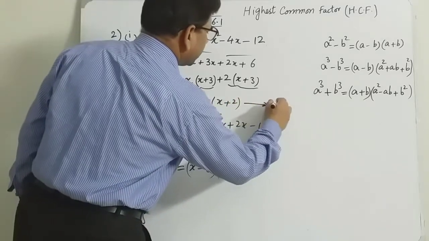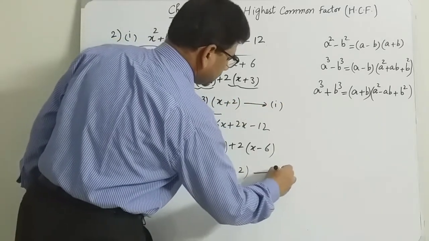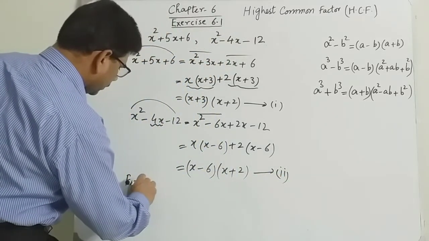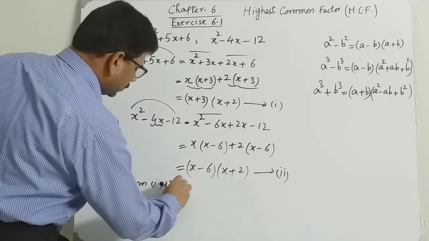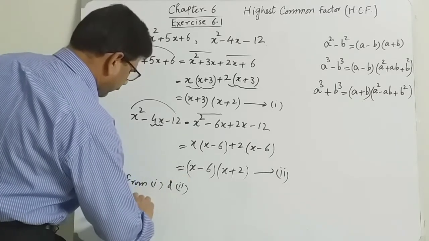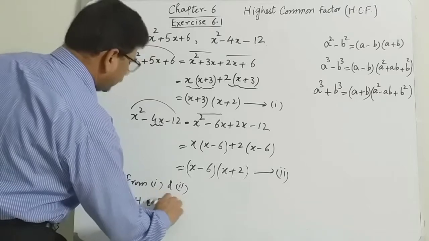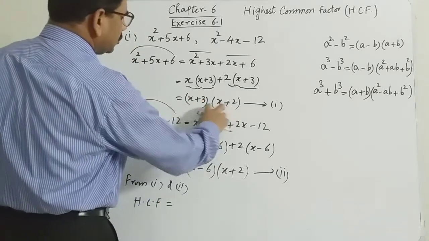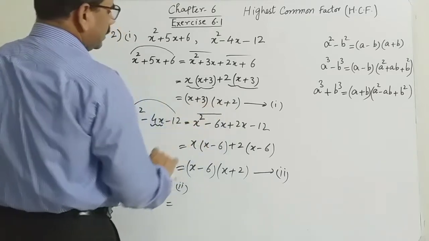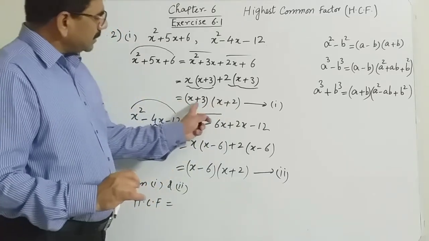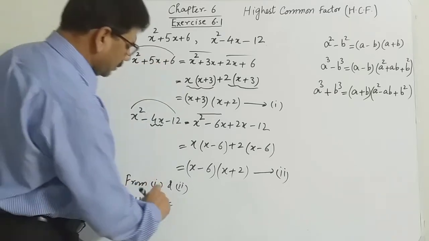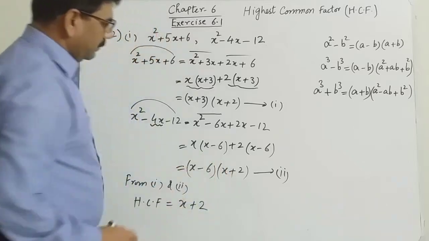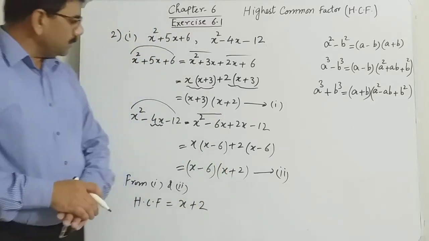Now name this expression as 1 and this expression as 2. From 1 and 2, the HCF of the given polynomials is the common factors. We see that x plus 2 is the common factor between the factorizations of the two given polynomials. So the HCF is x plus 2, which is the common factor in both the polynomials.